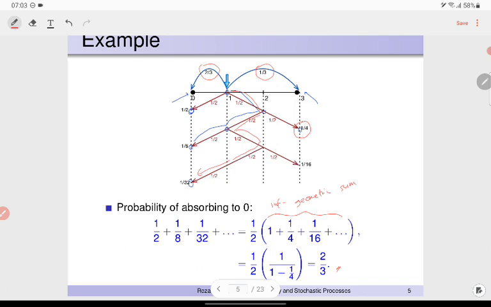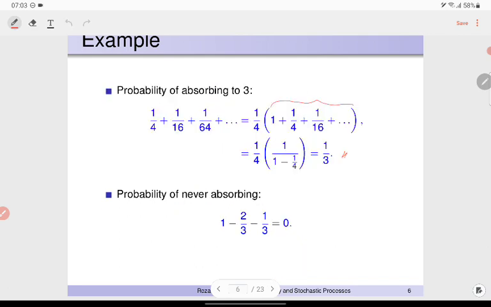So there is nothing left because the whole probability sums up to 1. Therefore, we conclude that the probability of never absorbing, namely taking an infinite path without ever hitting the absorbing barriers, is equal to 0. This can never happen. So this is basically our conclusion. We have managed to answer these 3 questions.